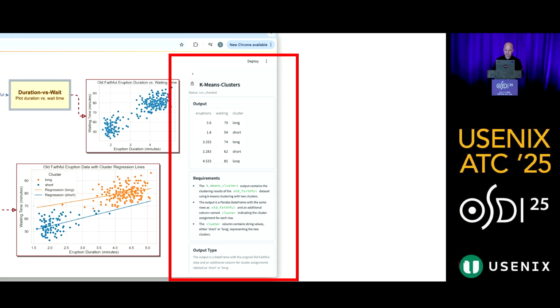So I'm going to just zoom in on a couple little pieces. Here is a view of a node. It says key means cluster, and you can see the output shown sort of like a notebook, a little preview. But in the middle, you see that it says requirements. These requirements are actually post conditions that must be satisfied by this node, and the requirements are all written in English. You can view them as code.